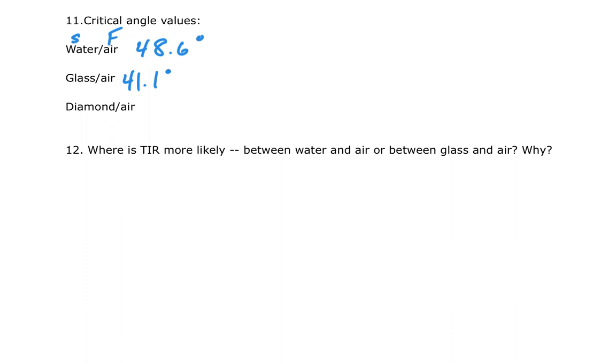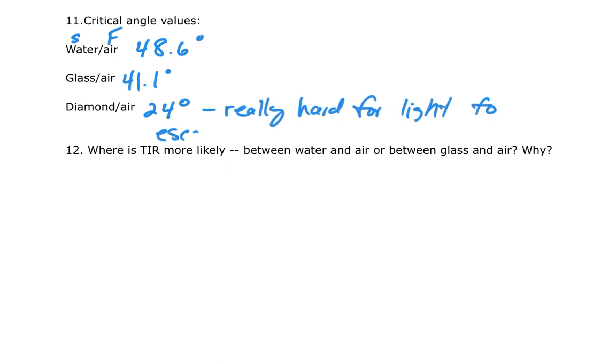From diamond to air, diamond is really, really slow. The critical angle is 24 degrees. That means that when light goes into a diamond, it's very hard for that light to escape. This is why they sparkle. Once the light gets in, it spends a lot of time bouncing around in the diamond before it can come out. So we see that sparkling going on, and that's why diamonds sparkle.